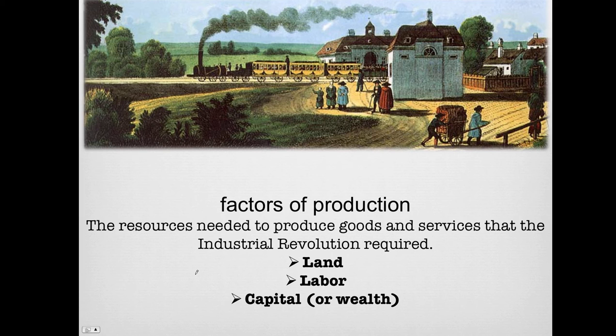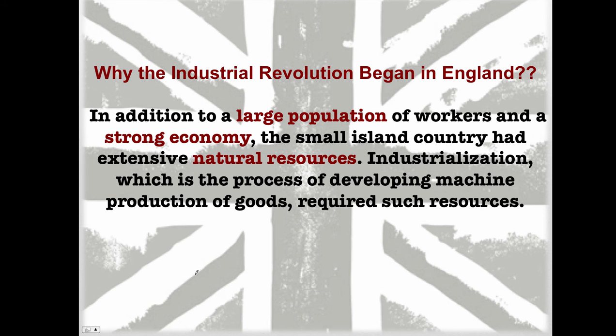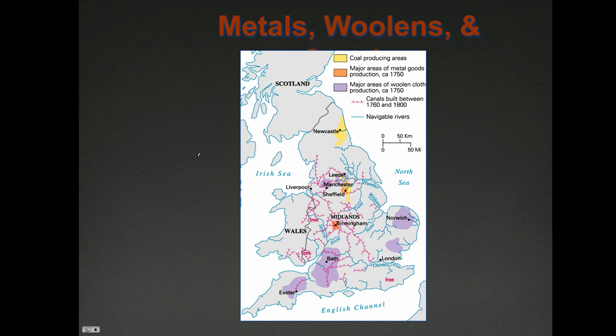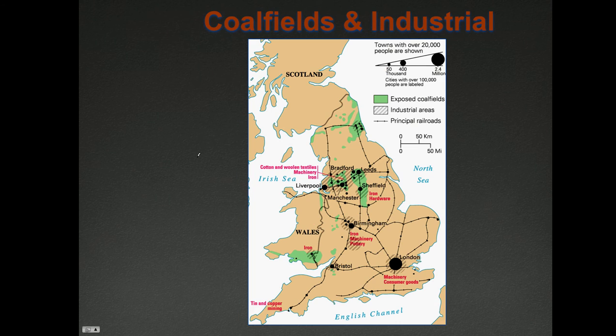Land, labor, capital. Strong economy, large population is labor. Strong economy is capital. Natural resources is what we mean by the land. Here's an example of what was going on in England. You can see where wool was being made, where metal's being made, where coal's being produced, and the building of canals.